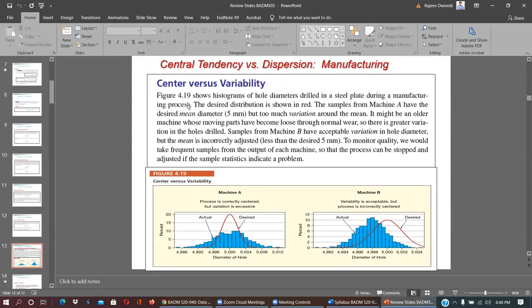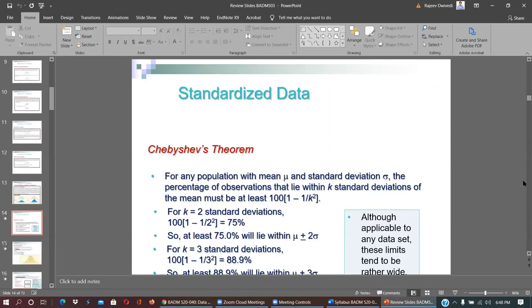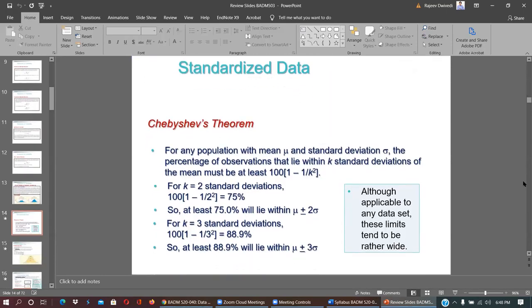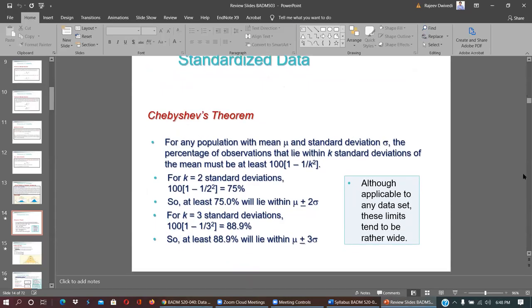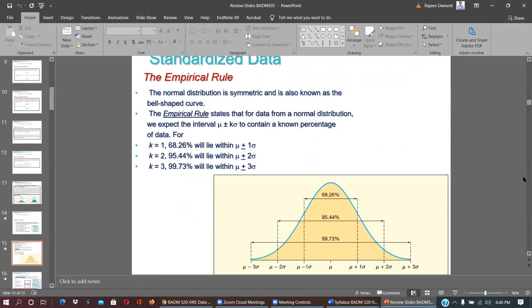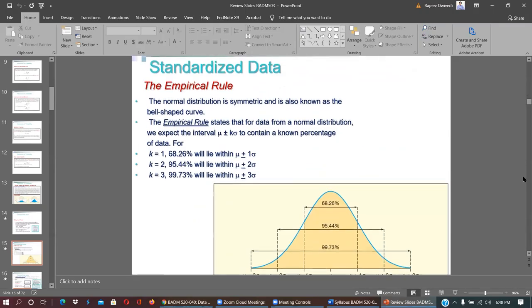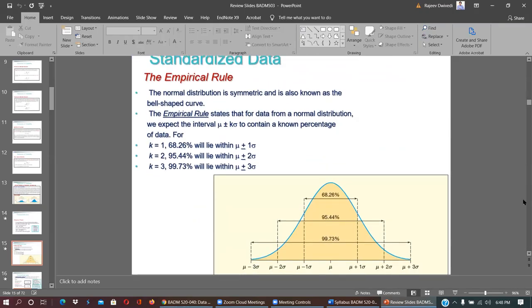So basically, center versus variability, this is actual and this is desired. This is desired, this is actual. So here, you have to understand, basically this is not important. Let me go into this very important diagram that you can keep in your mind.